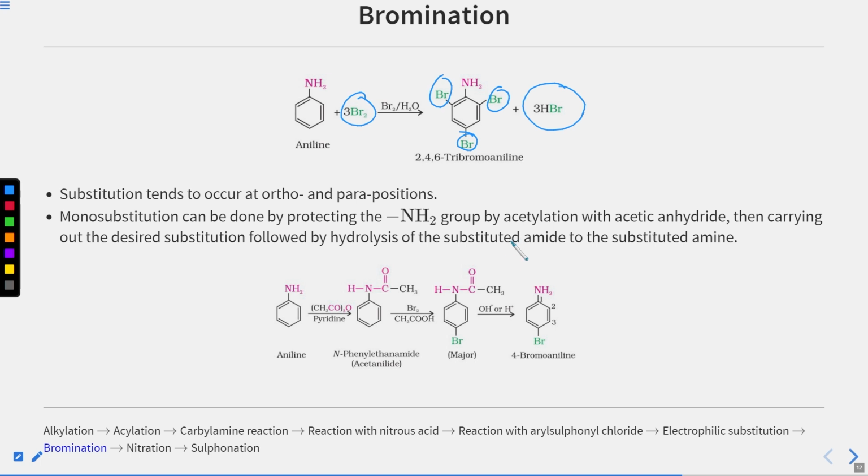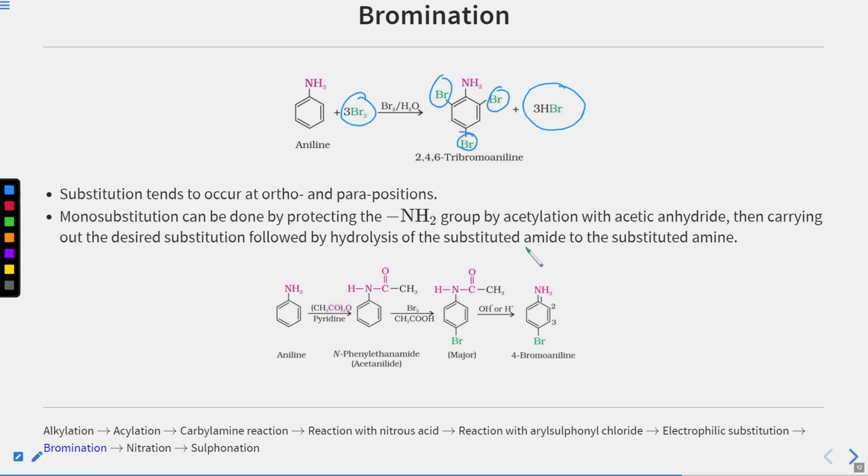Now I would ask you, suppose we are doing the reaction and we want only one position, ortho or para, to be substituted rather than all of them, because due to the higher reactivity of the aniline, all three positions are substituted. So what can we do? What they have done cleverly is that they have just replaced one hydrogen with an acyl group. Okay, so it is a very clever reaction.